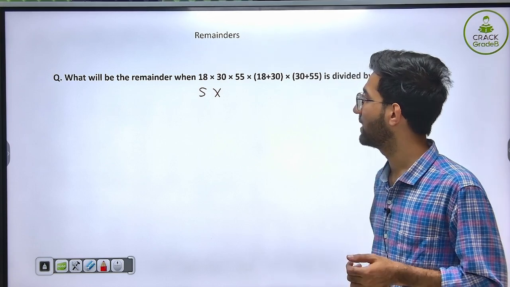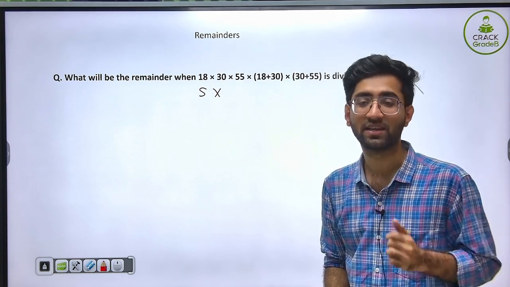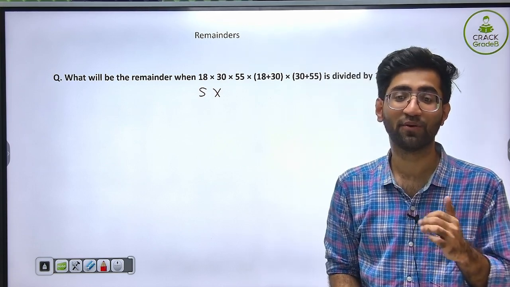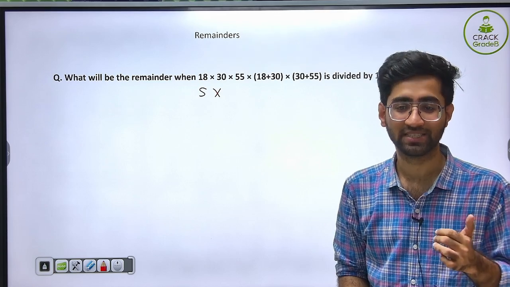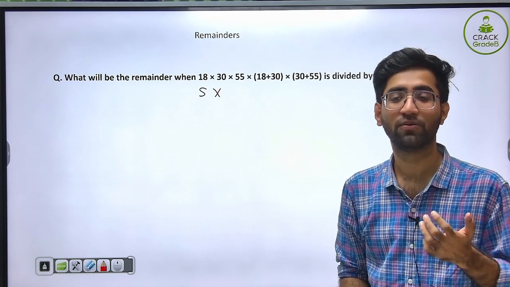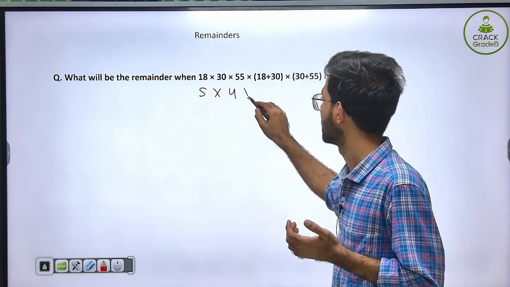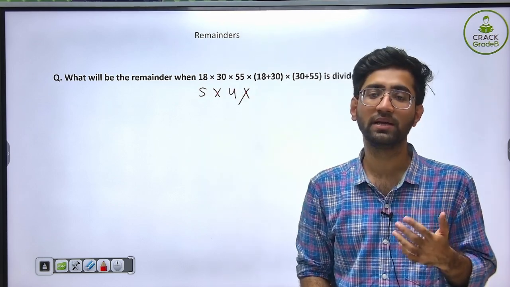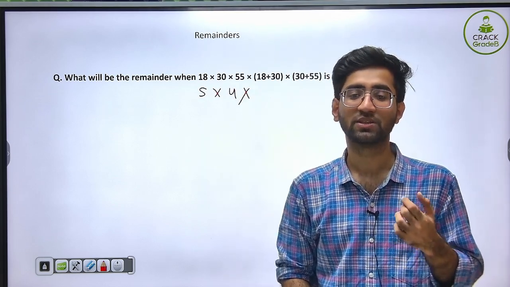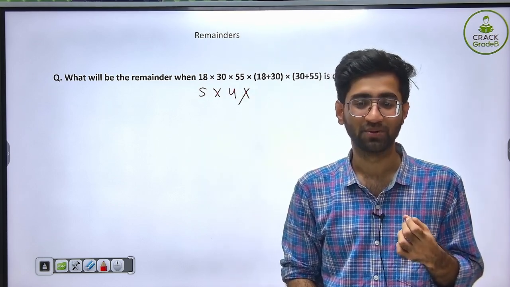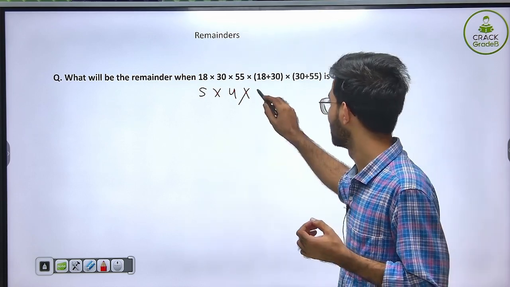Now if you divide 30 by 13, what will you get as remainder? 4. 13 into 2 is 26. 30 minus 26 is 4. So 5 into 4, right? Now if you divide 55 by 13, 13 into 4 is 52, right? So the remainder will be equal to 3.